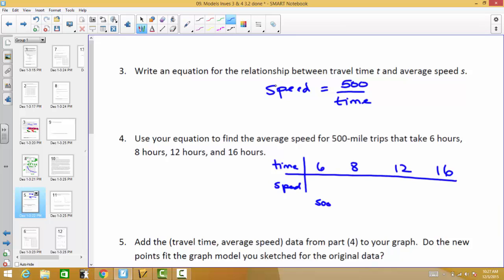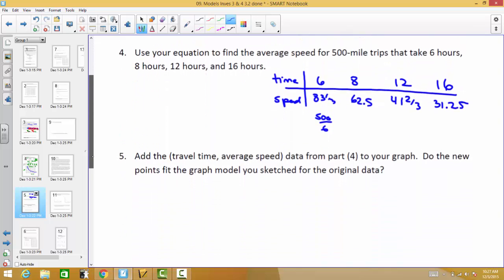So 500 divided by 6, 83 and a third, 500 divided by 8, 62.5, 500 divided by 12, 41 and 2/3, 500 divided by 16, 31.25. So again, as you are getting a bigger time, your speed is decreasing.